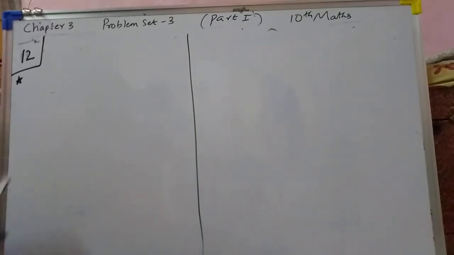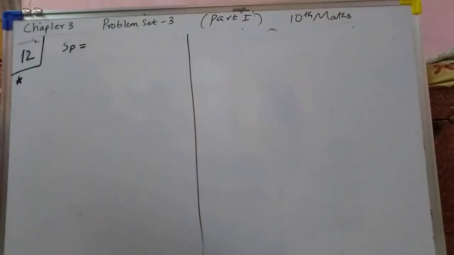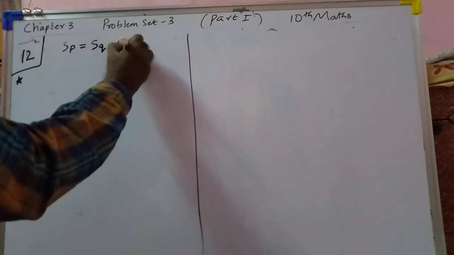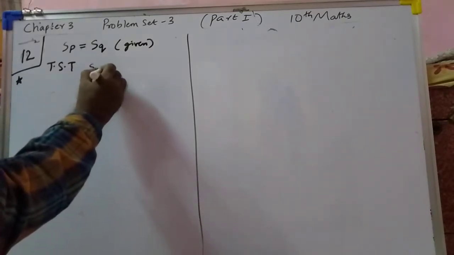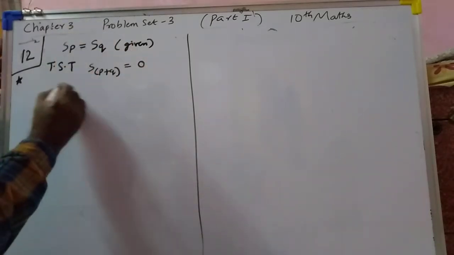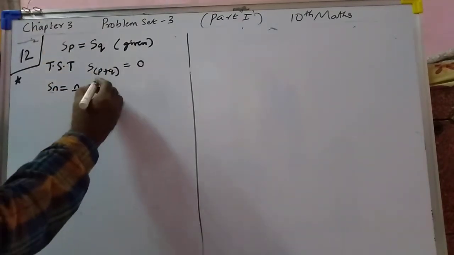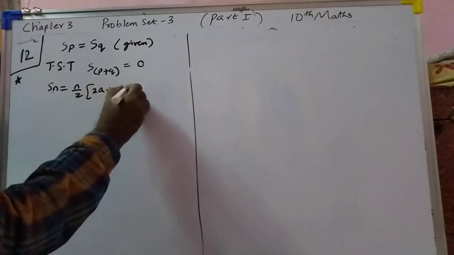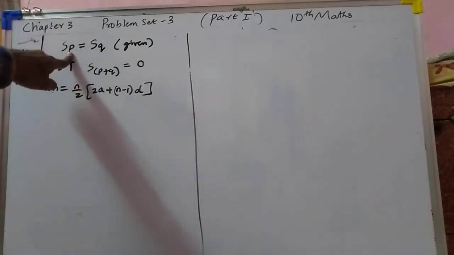Twelfth problem, okay, important. What is given? The sum of p terms is equal to the sum of q terms. To show that the sum of (p plus q) terms is 0. We know the general formula: Sn is equal to n by 2 into (2a plus (n minus 1)d). But here p is given instead of n.